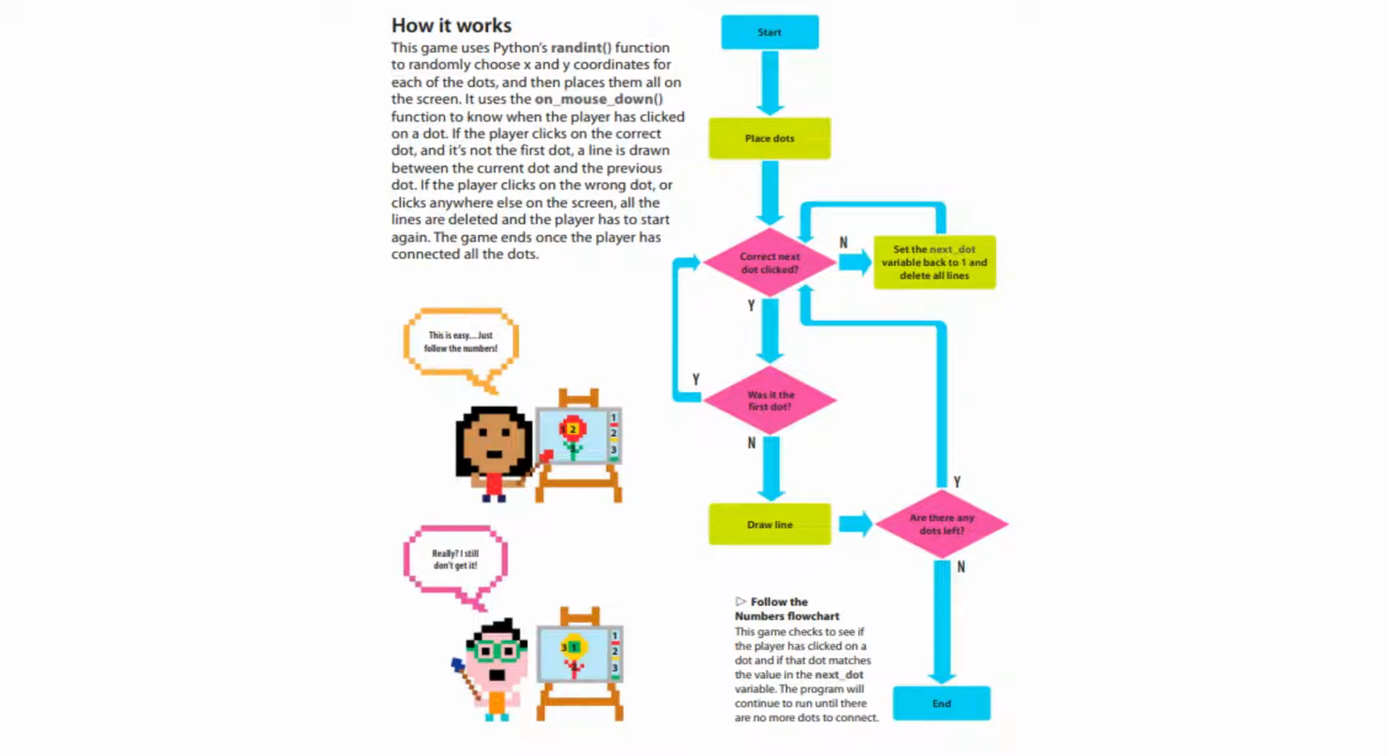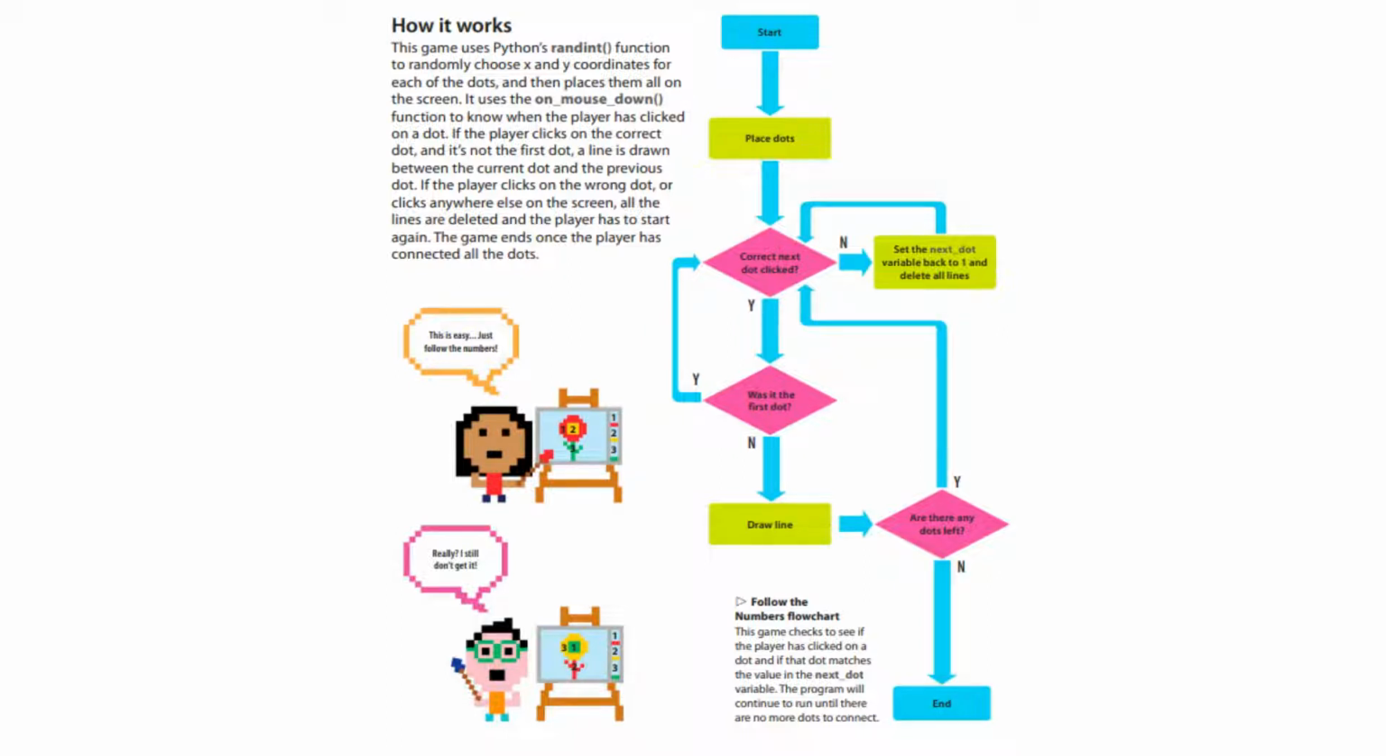If the player clicks on the correct dot and it's not the first dot, a line is drawn between the current dot and the previous dot. If the player clicks on the wrong dot or clicks anywhere else on the screen, all the lines are deleted and the player has to start again. The game ends once the player has connected all the dots.